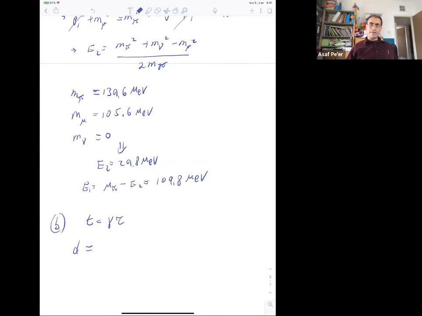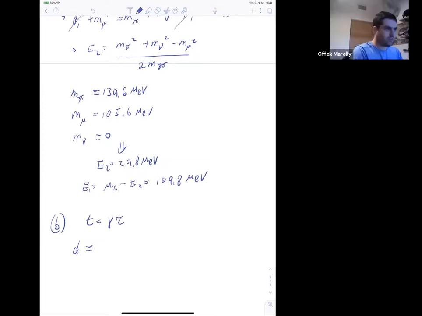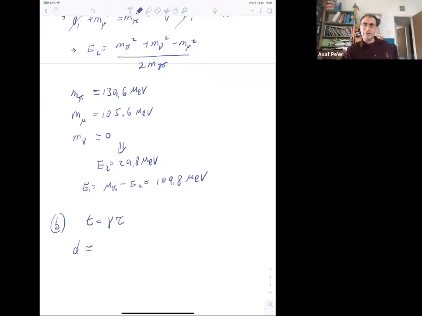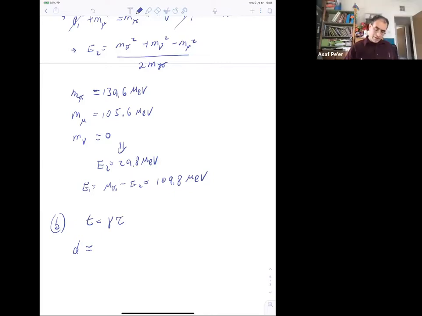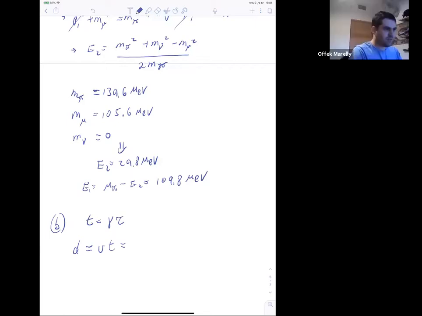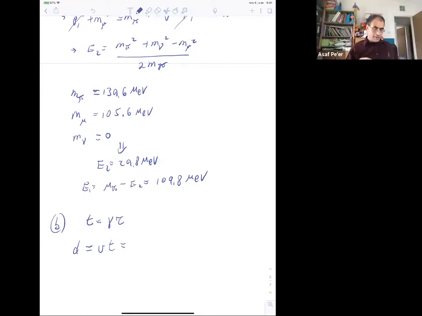What's the formula for the distance that it travels? Velocity times time. Right, that's true. What is the velocity? How do you write it? It's velocity times time. That's always true. And how do you write the velocity? Divide the momentum by the mass. Actually, yes. So I write it as beta CT, right? So overall, this is beta C gamma tau.